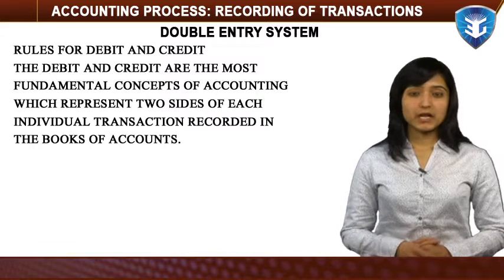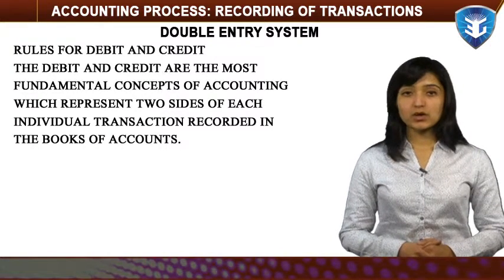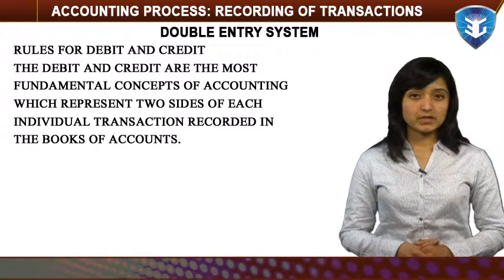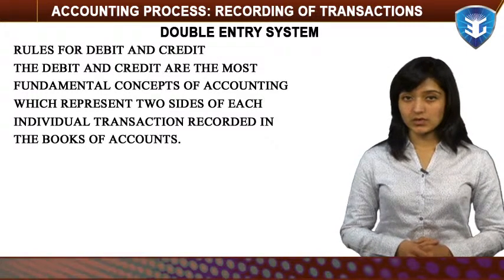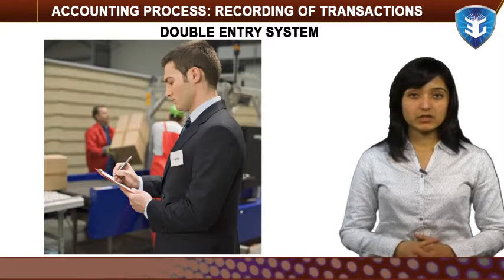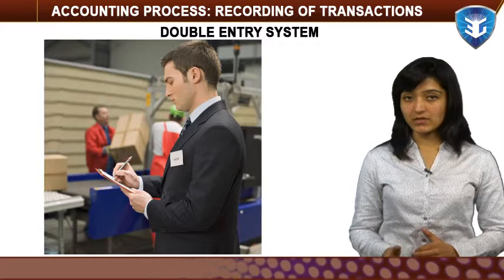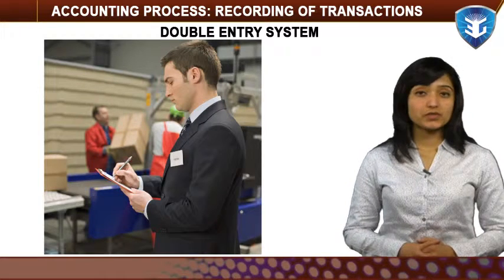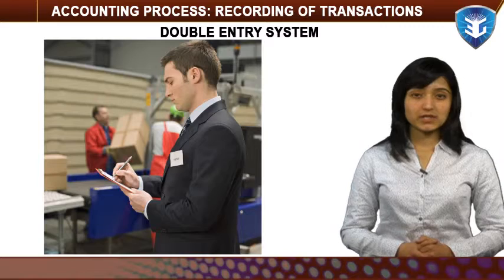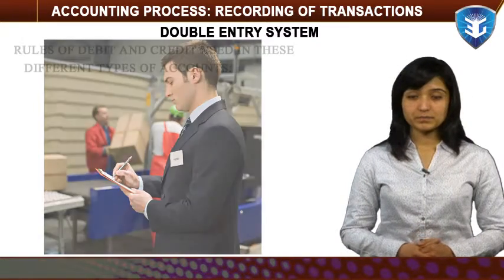Rules for debit and credit. The debit and credit are the most fundamental concepts of accounting, which represent two sides of each individual transaction recorded in the books of accounts. As explained earlier, every transaction has two aspects, the aspect of receiving and giving. The aspect of receiving is also known as the debit aspect, while the aspect of giving is known as the credit aspect.